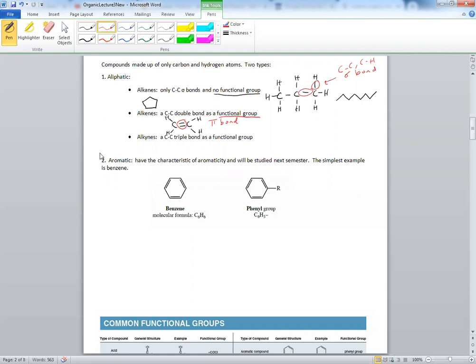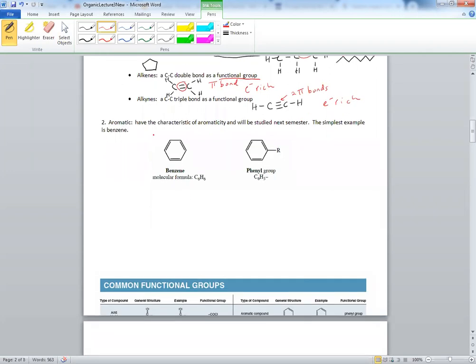And then finally, if you have a triple bond, these are what we call alkynes, and we're going to study their reactions at the end of this semester. And again, these are electrons. So here you have actually two pi bonds. So both of these are electron rich.